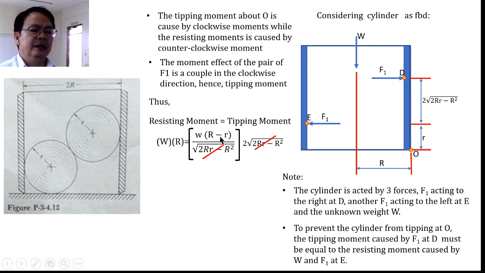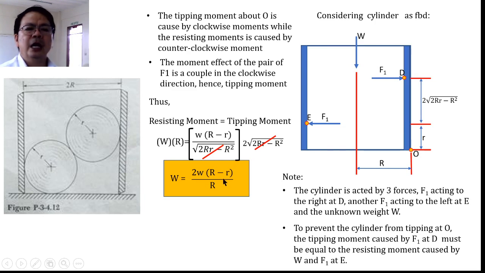Ano na lang matitira? The product of, okay, yan, we will be simplifying. So what will happen? It will be equal to twice the product of W times the quantity R minus r divided by R. So yun ang sinasabi nating minimum value of the weight that will prevent the cylinder from tipping. Diba?